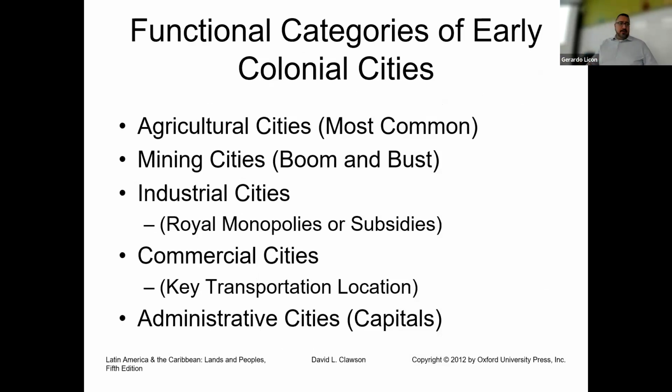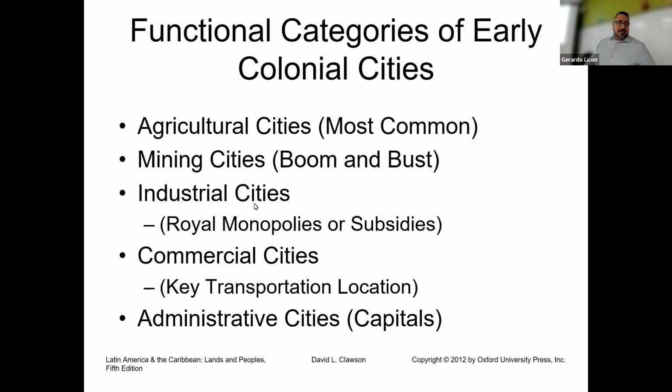The homework asks you to distinguish two of the five categories of early colonial cities. So there are agricultural cities, which are the most common. There are mining cities that tend to go boom and bust, as mines do. Then you were asked to distinguish between industrial cities and commercial cities, because those are the most similar of the five, and I wanted you to be able to distinguish one from the other.